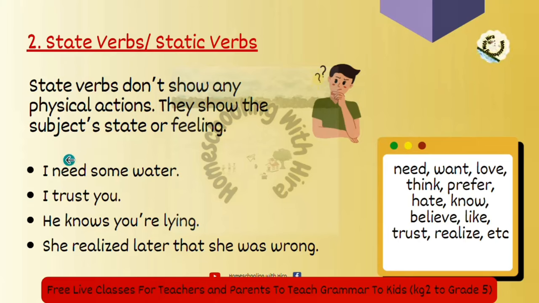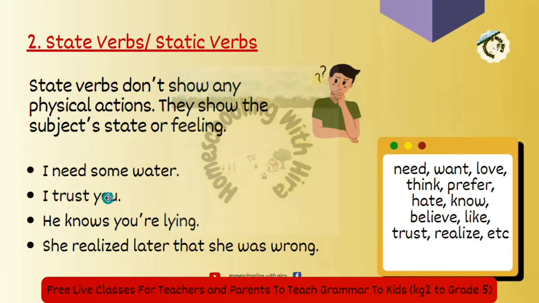नीड के लिए हमारे पास कोई एक्शन नहीं है. जब हम नीड का वर्ड यूज़ करते हैं, ये वर्ब तो है लेकिन इसमें कोई फिजिकल एक्शन नहीं है, इसीलिए हम इसको स्टेट वर्ब या स्टैटिक वर्ब कहते हैं. At some places you can also find these words as mental verbs, क्योंकि ये दिमाग के अंदर होते हैं हमारे. कहीं कहीं पे आपको इन वर्ब्स को मेंटल वर्ब्स का नाम भी मिलेगा, क्योंकि हम सिर्फ सोच रहे होते हैं या महसूस कर रहे होते हैं, ये फिजिकल एक्शंस नहीं होते.